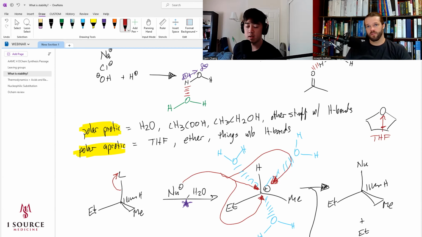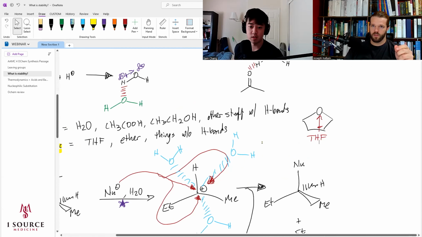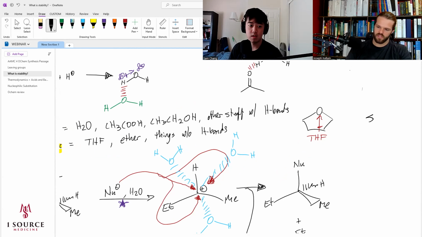I also know DMF and DMSO are also popular polar aprotic solvents that the MCAT likes to put on there. Yeah, nice, exactly. DMSO is like this. These are both CH3s. And again, same idea.